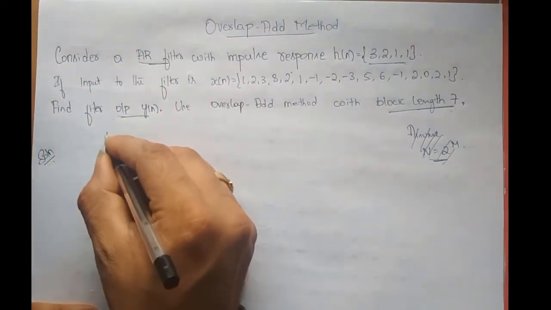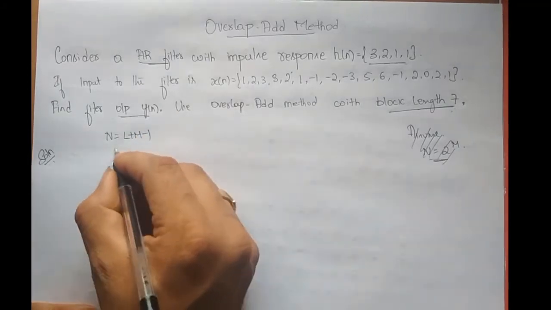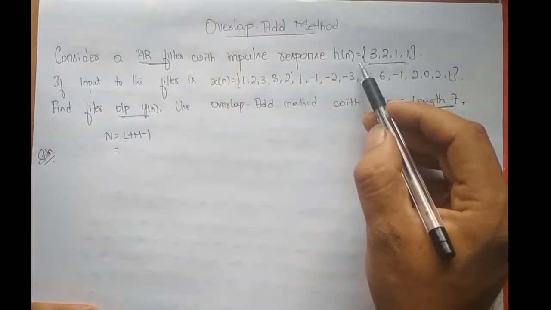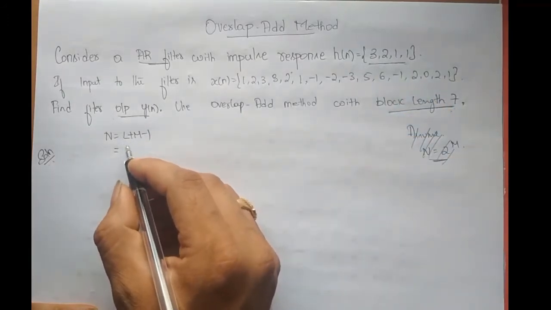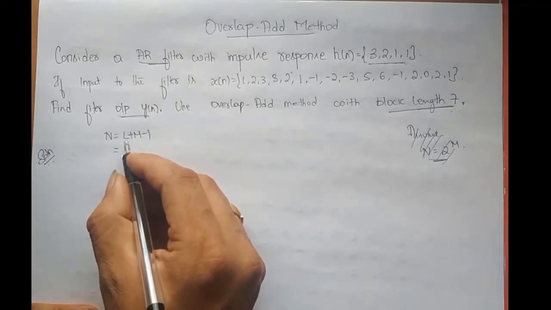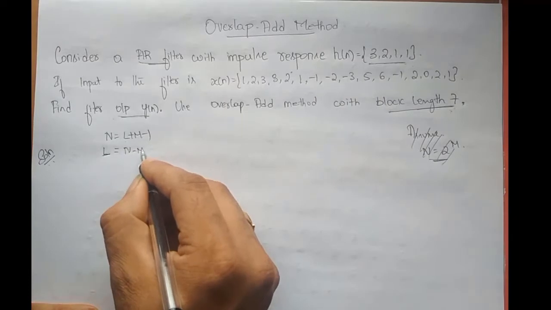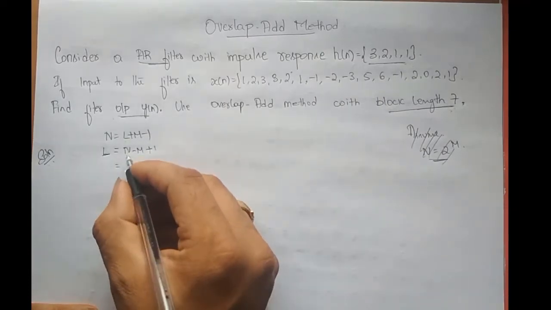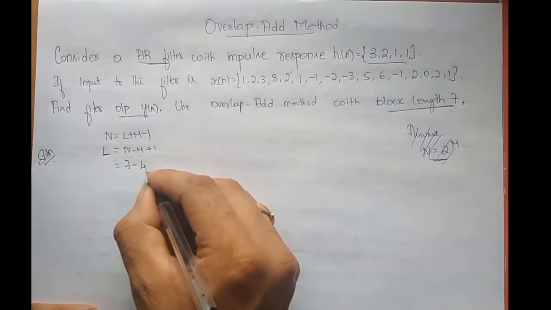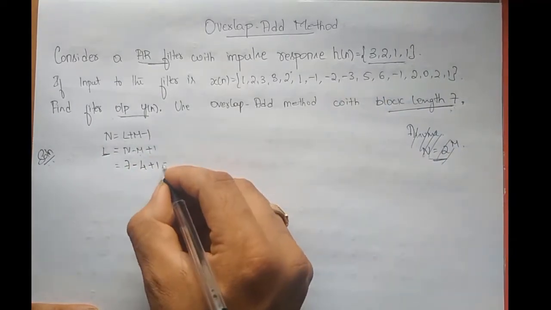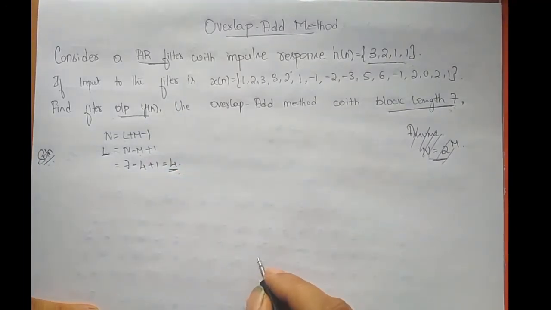Solution: N is L plus M minus 1, where L is the segment length, which we need to find, so we write this equation in terms of L. L is N minus M plus 1, which is 7 minus 4 plus 1. This ends up with 4. So the segment length is 4 now.